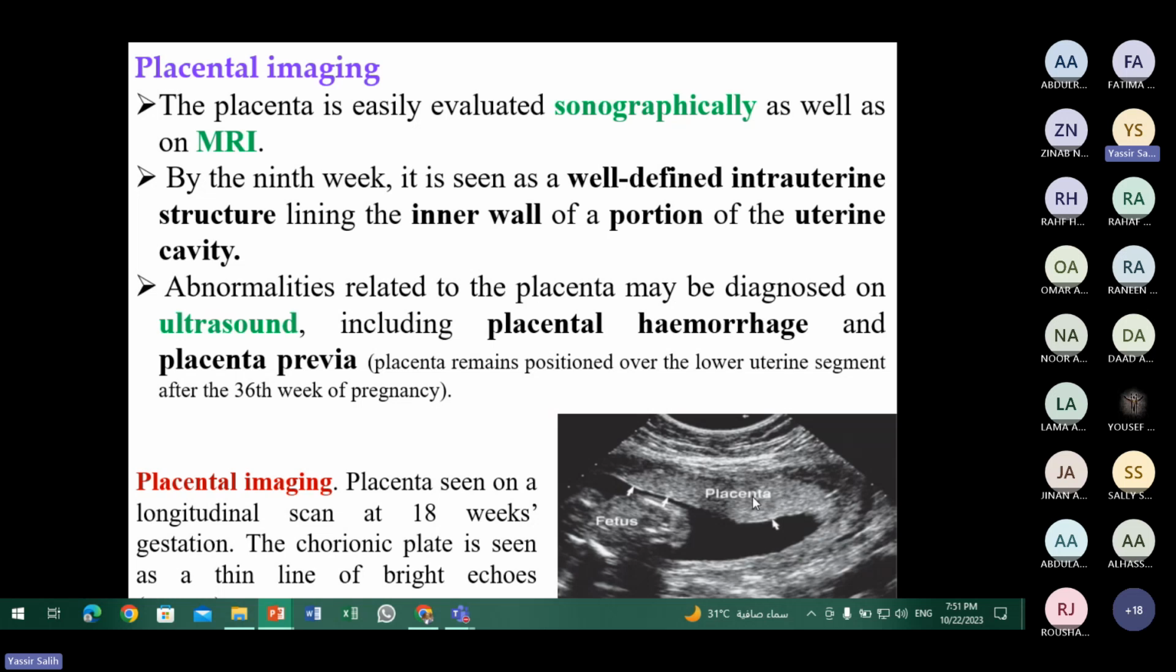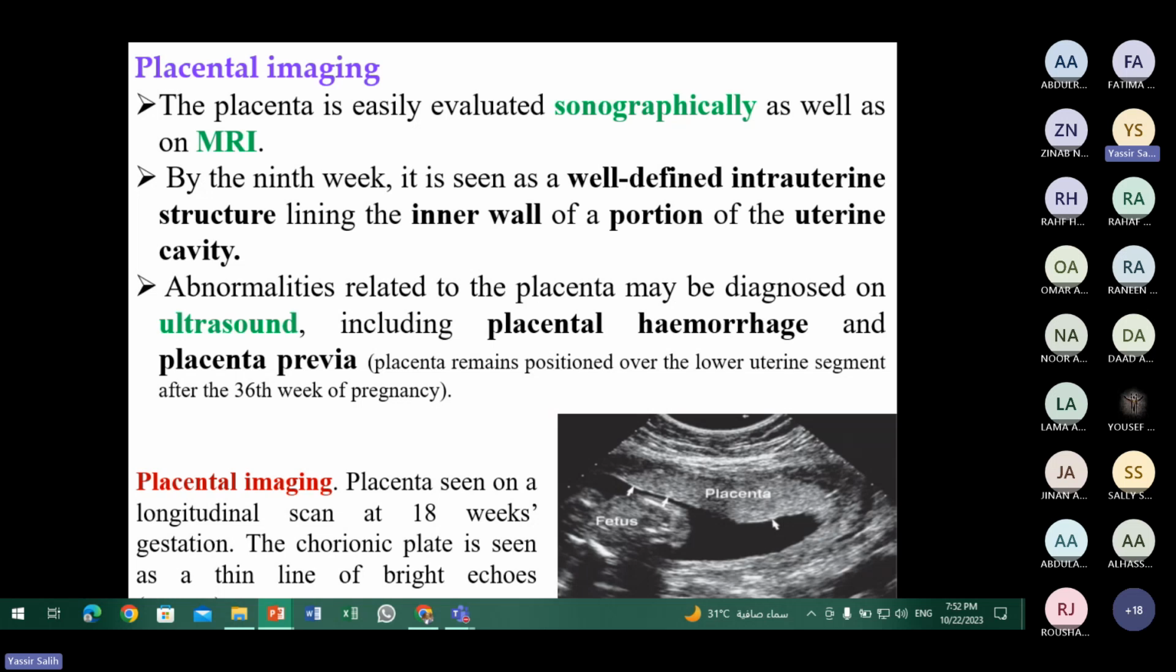Here this is the fetus, this is the amniotic fluid, and this is the placenta, which is lining the inner wall. It is very important to look at the lower edge of the placenta, and also at the size of the placenta, whether there is a separation of the placenta from the wall, and whether there is calcification. All this should be assessed.